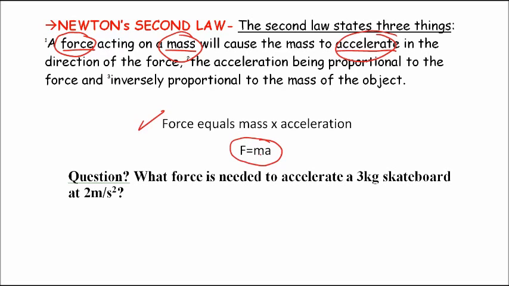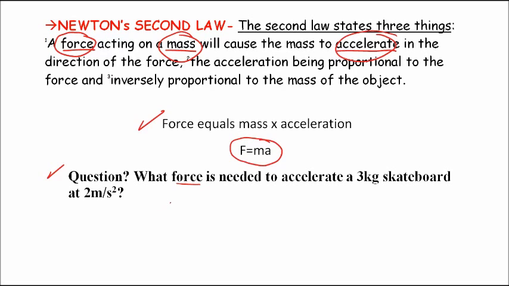Force is equal to mass times acceleration. If you know the mass of an object and you know its rate of acceleration, you can calculate the force that's causing that acceleration. Rather than spend a lot of time just talking about it, let's go ahead and work a problem. Here's a question. What force is needed to accelerate a 3 kilogram skateboard at 2 meters per second squared?